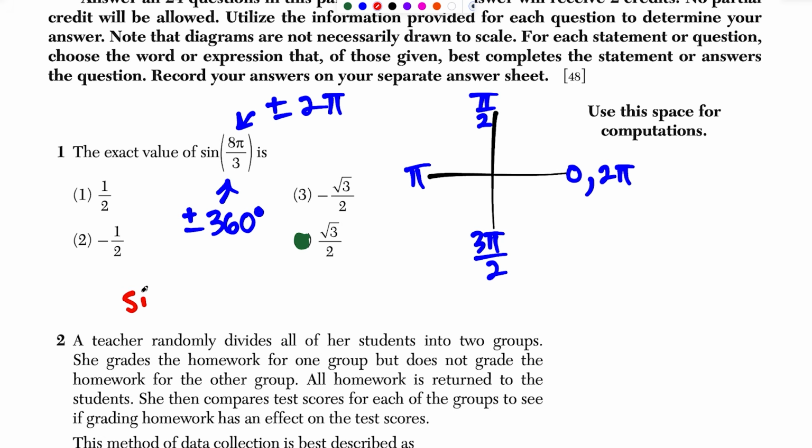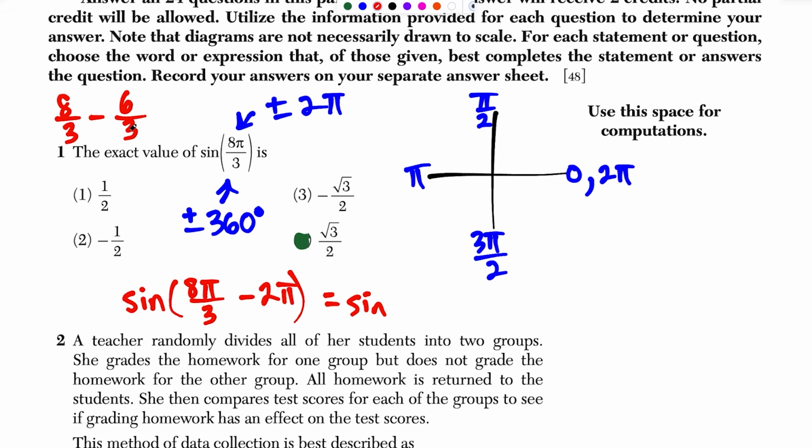Once again, this is if you want to do this without a calculator. So I have 8 pi over 3, and I subtract 2 pi on the inside, and it's going to be equivalent to what we started with. Now I'm going to have sine of, and if I subtract these values, 8 over 3 minus 2, I'll call 2 six divided by 3 so we have common denominators, and that gives us 2 over 3. Okay, so we have sine of 2 pi over 3.